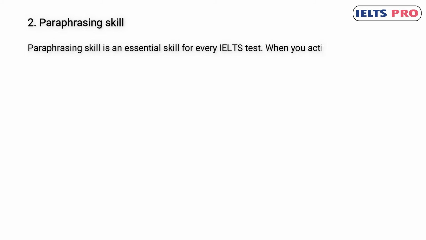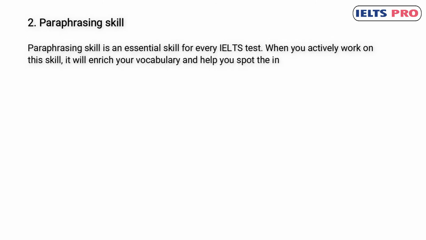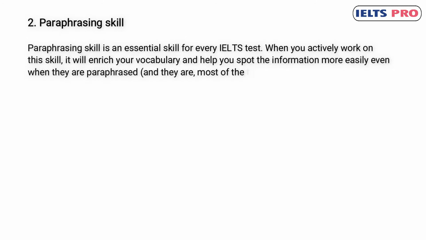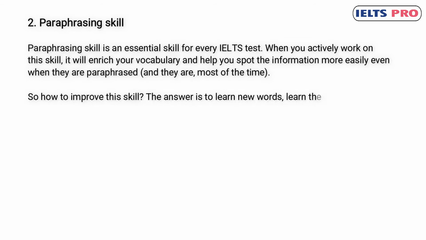2. Paraphrasing skill. Paraphrasing skill is an essential skill for every IELTS test. When you actively work on this skill, it will enrich your vocabulary and help you spot the information more easily even when they are paraphrased, and they are, most of the time. So how to improve this skill? The answer is to learn new words, learn their synonyms and group them together.